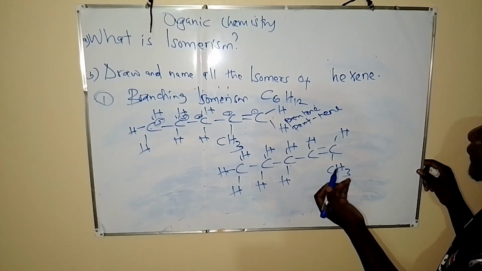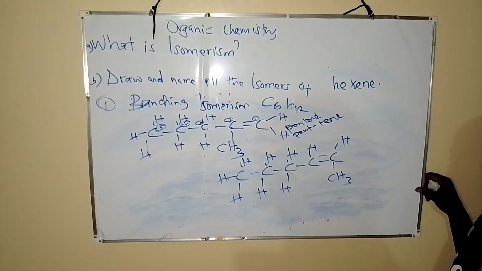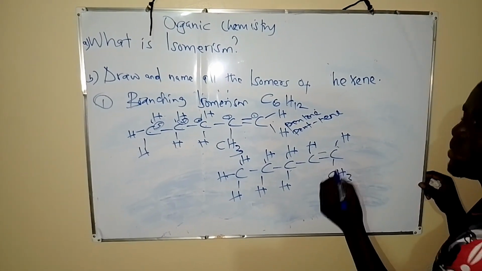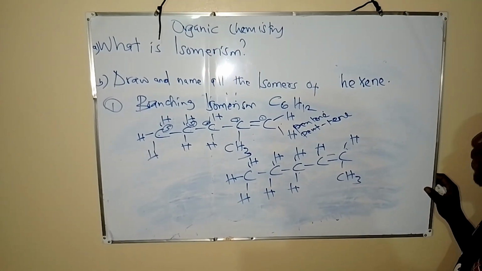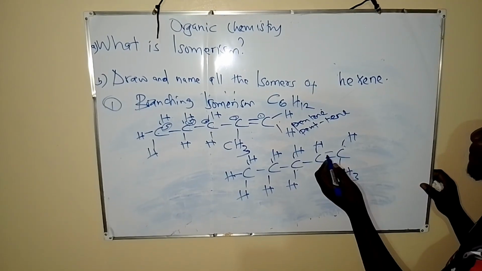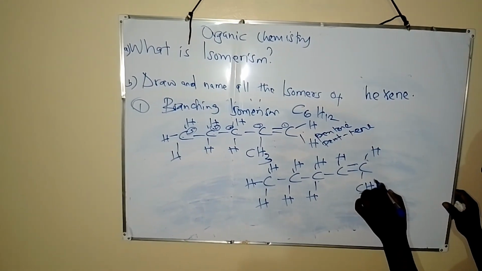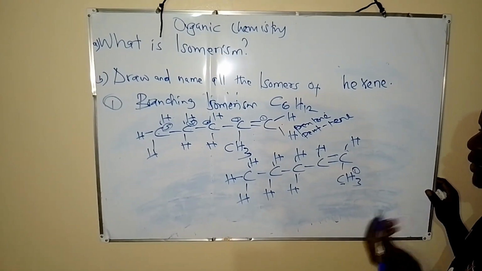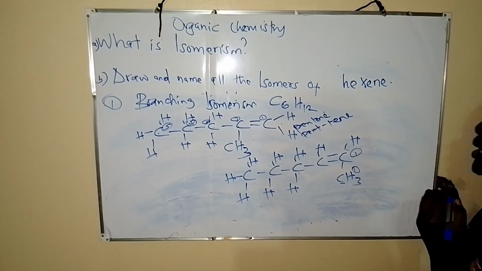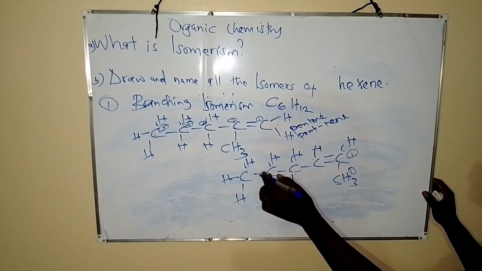Because if I'm putting it here, what is going to happen? This one cannot be carbon number 1, because now the longest chain will start from here. If I'm assigning this side priority because of this double bond, the first carbon atom will be down here, and then this one will be at carbon number 2, 3, 4, 5, 6.